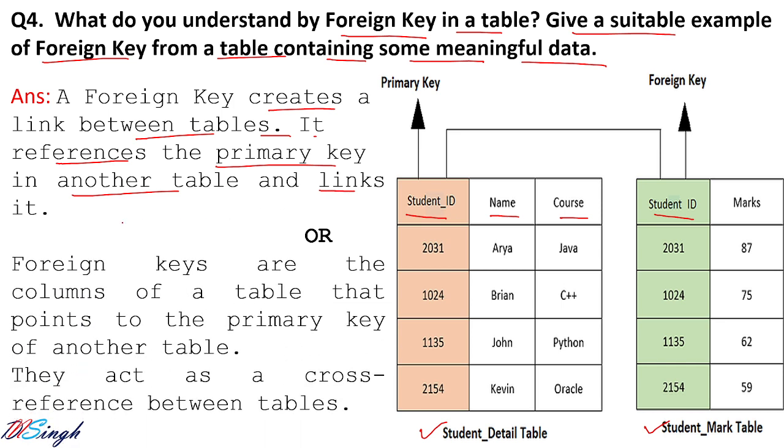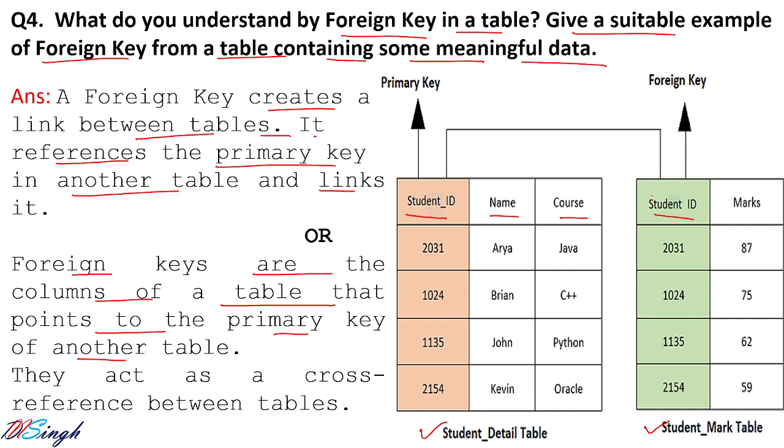Okay, fine. Or we can say foreign keys are the columns of a table that point to the primary key of another table. Very simple. So if you read it properly, you will get the sense that if a column is pointing to the primary key of another table, then it will be called a foreign key in that particular table.